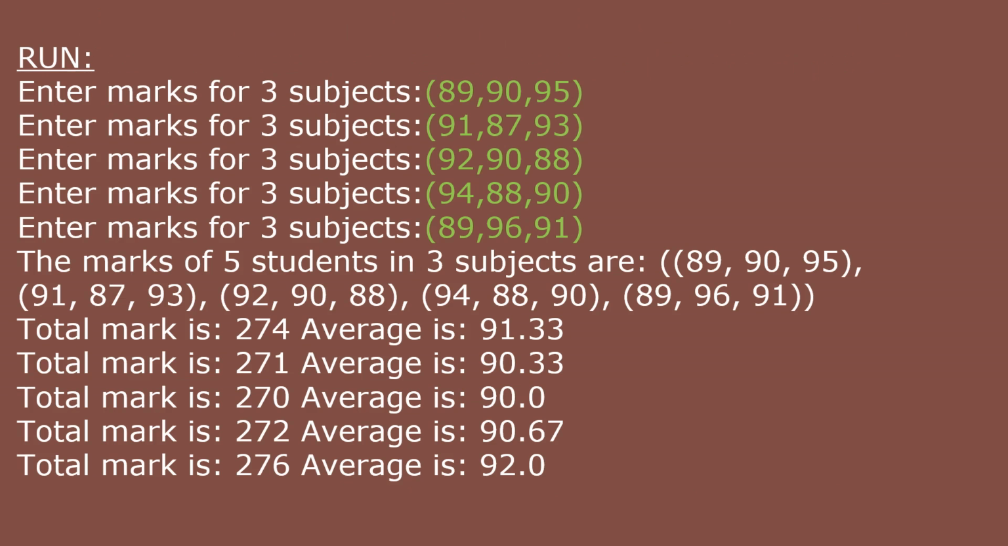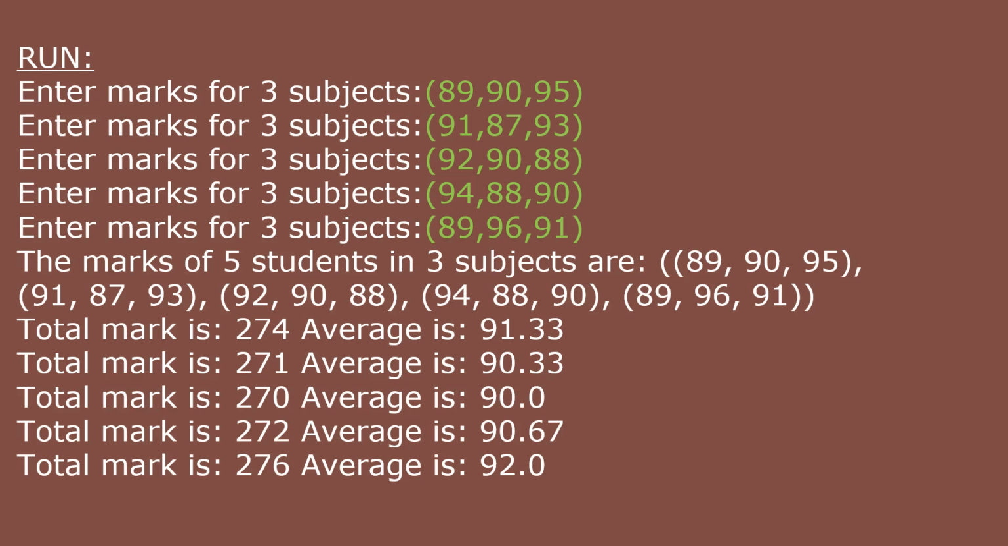Once you run the program, it will ask you to enter the marks for 3 subjects. For a student, let's say the marks are like this: 89, 90, 95. Like this it will ask for 5 students' marks. After you enter the marks, you can just print. The output is like this. The marks of 5 students in 3 subjects are like this.